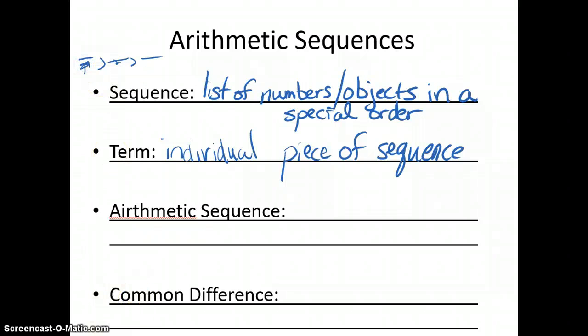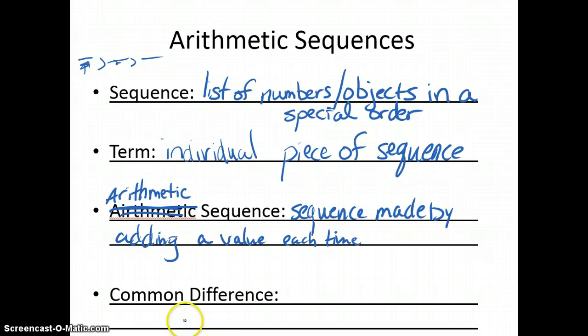If you're looking at an arithmetic sequence, it's a sequence made by adding a value each time, and this value is consistent. It's always the same value that's added to get to the next number. The common difference is the value that's being added each time. So if we had the sequence 2, 4, 6, 2 would be a term. This would be an arithmetic sequence, and our common difference would be 2. So it's how do we get from one to the next? We add the number.